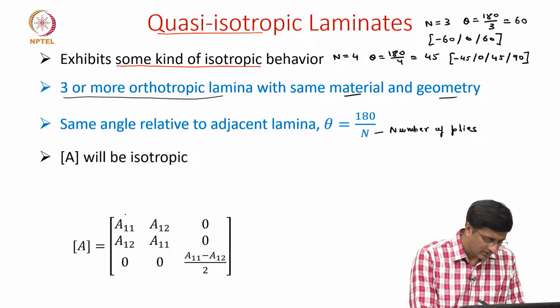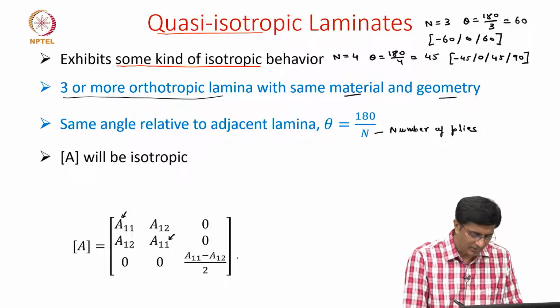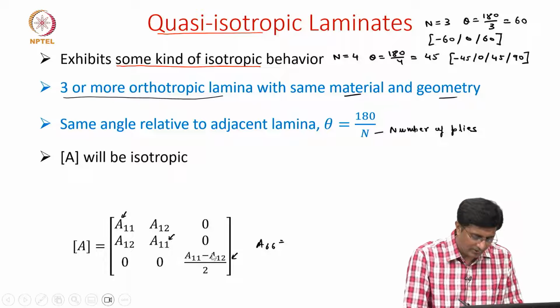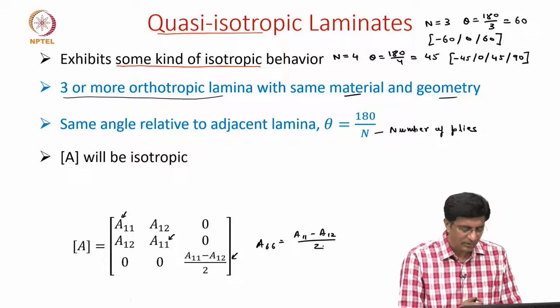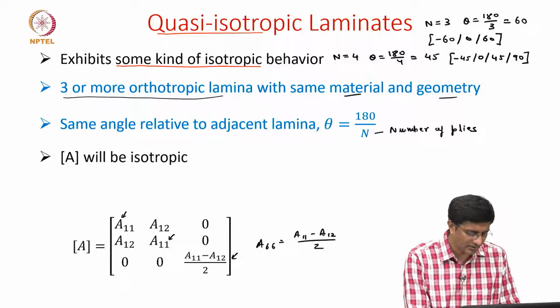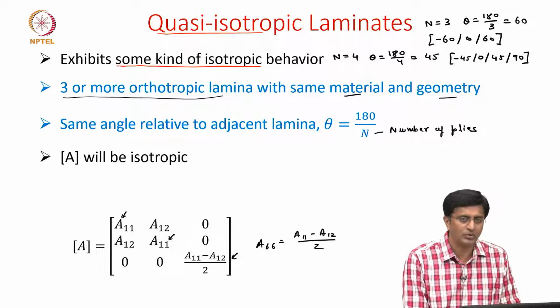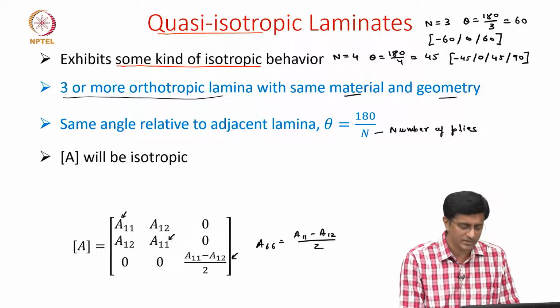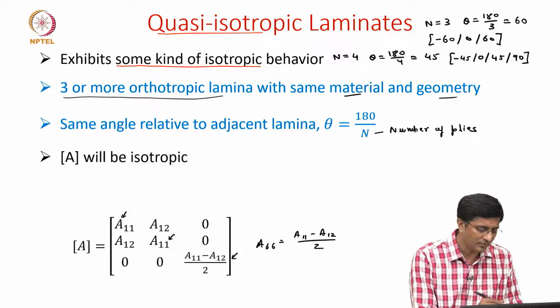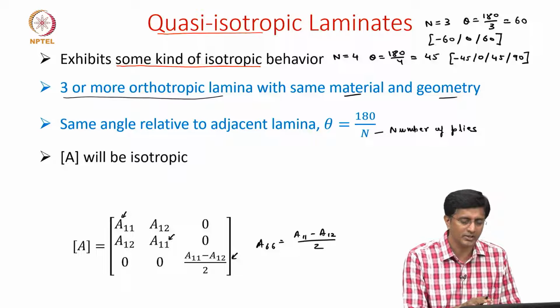Here we are saying this A11 term and the A22 term are the same. And similarly, the A66 term, we are able to write in terms of just the A11 and A12 terms. If you recall, this is exactly the form of a stiffness matrix we had for an isotropic material, where the diagonal terms Q11 and Q22 are the same, and Q66 is written in terms of Q11 and Q12. That's the reason why we say it is isotropic in the plane.